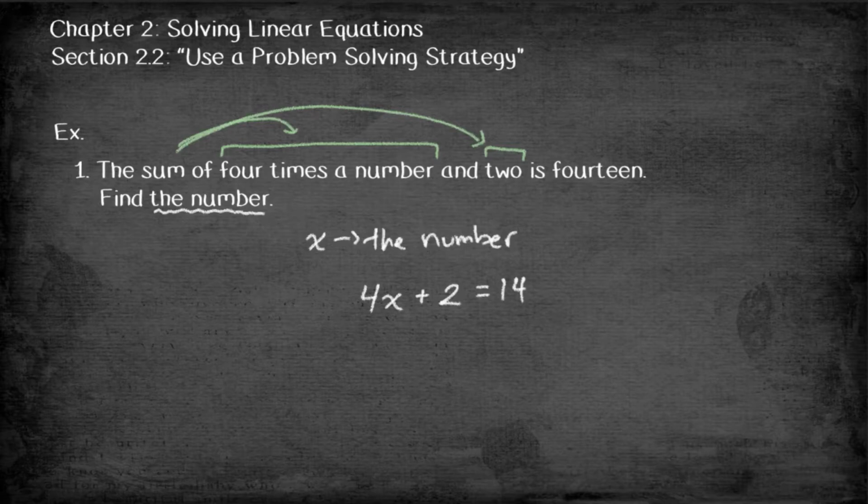Now what we can do is solve. So we can subtract 2 from both sides, which gives us 4x equals 12. Then I can divide by the coefficient. And I am left with x equals 3. So that's not too bad.